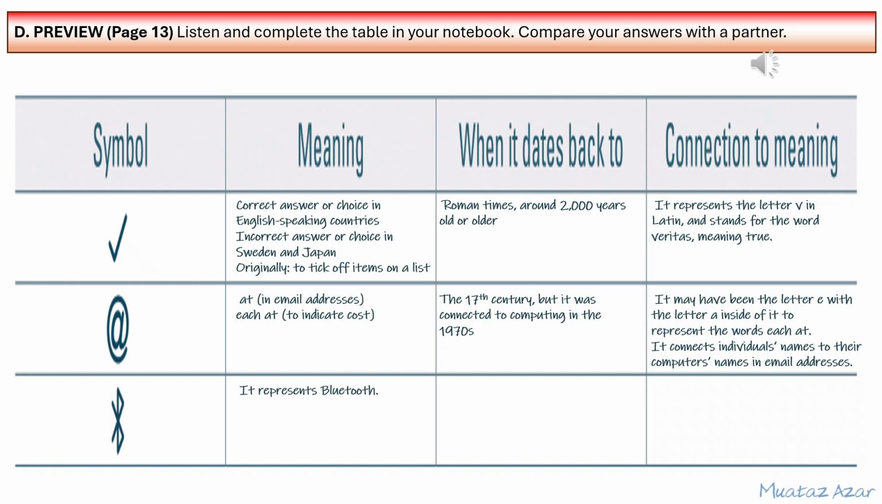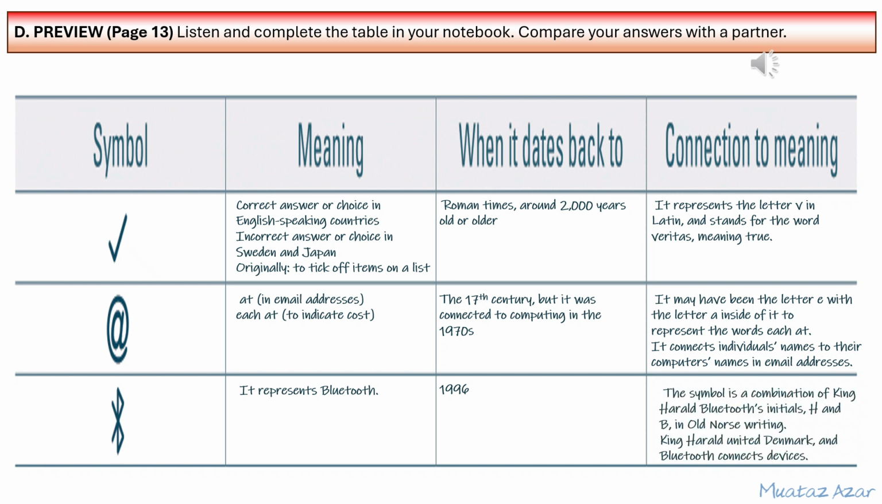He had gotten the name from reading about a 10th century king of Denmark called King Harald Bluetooth. King Harald united Denmark, so Kardak thought this was an appropriate name for a technology that united devices and allowed them to communicate with each other. The Bluetooth symbol that we know today is a combination of the king's initials H and B in Old Norse writing. But why was King Harald called Bluetooth?